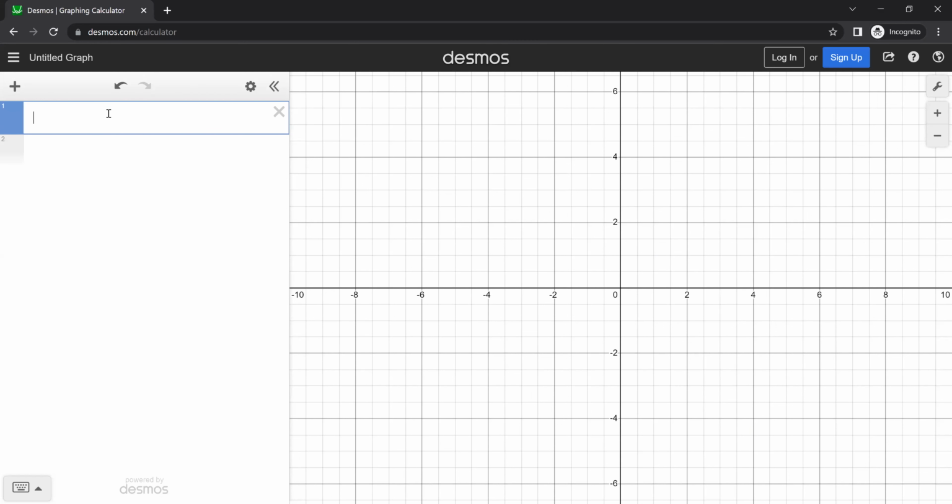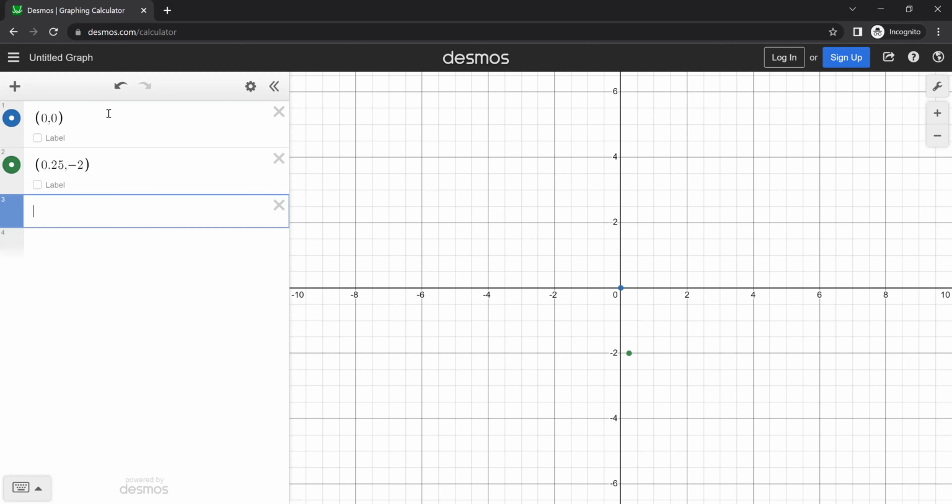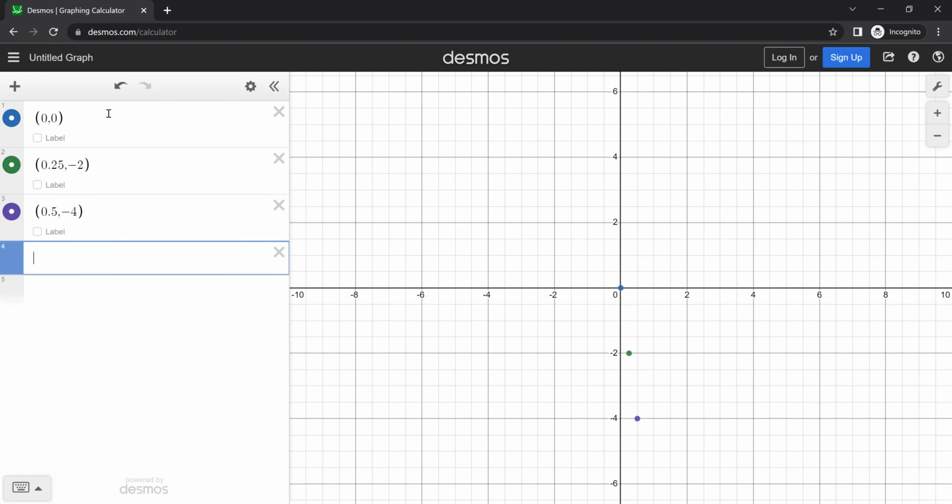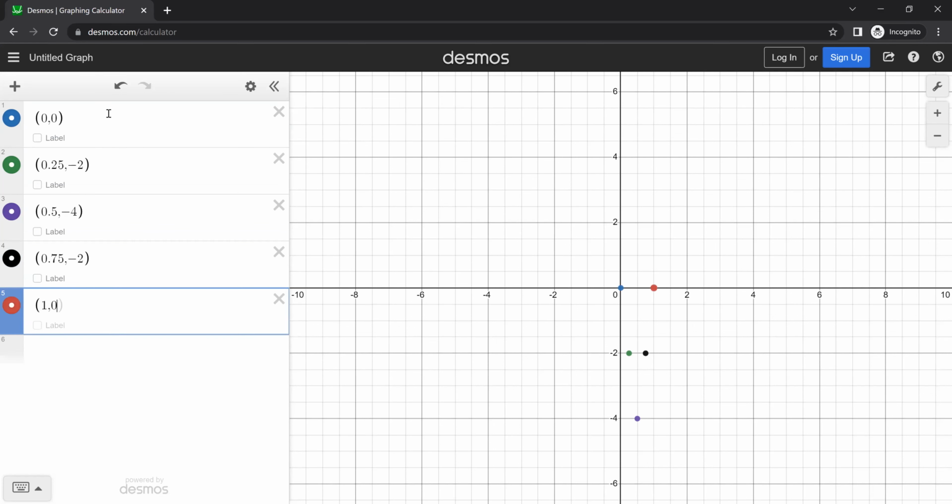So I'm going to graph the data points from Ann. The data points were at 0, 0, 0.25, -2, and 0.5, -4. So this is what you'll want to get down on your graph there at the bottom. And then you can see it comes back up right there.